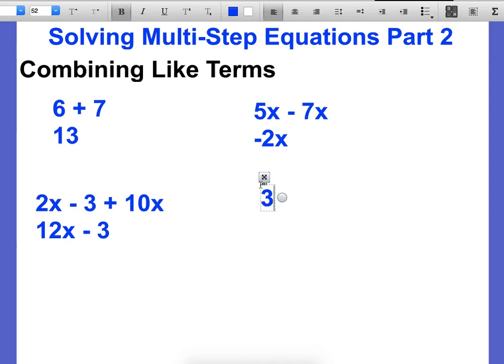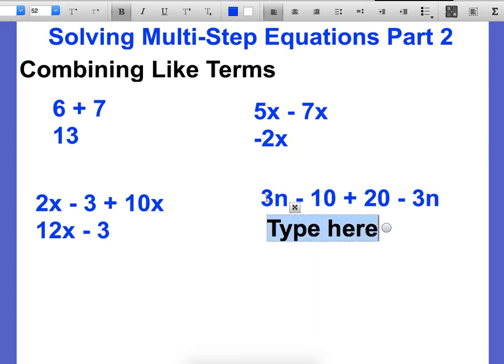One more example of this too before we go on. 3n minus 10 plus 20 minus 3n. So combine the like terms. Like terms here, 3n minus 3n, that would be 0n. And then we have negative 10 plus 20. Negative 10 plus 20 would be a positive 10, so that's a plus 10. Simplify this because 0 times anything is nothing. That would just be 0. So that would simplify to just be 10.